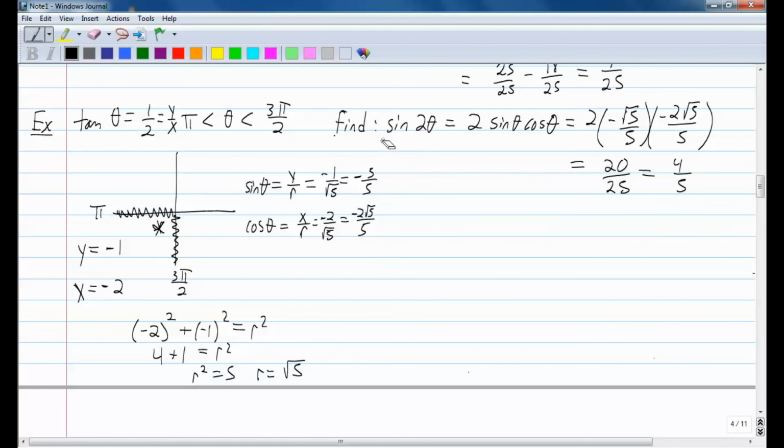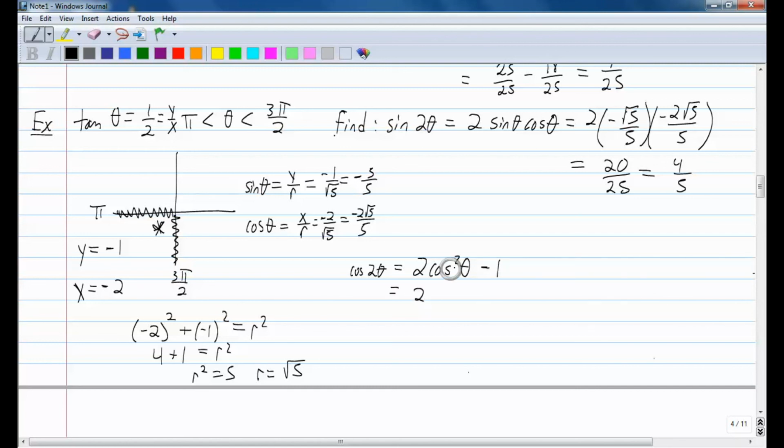Now let's do cosine of 2 theta. We have three choices for cosine of 2 theta. Since we were not given sine or cosine in the problem, we had to figure them out. You can choose any formula that you want. I'm going to choose the last formula, just to choose the last one. And it was 2 cosine squared theta minus 1.